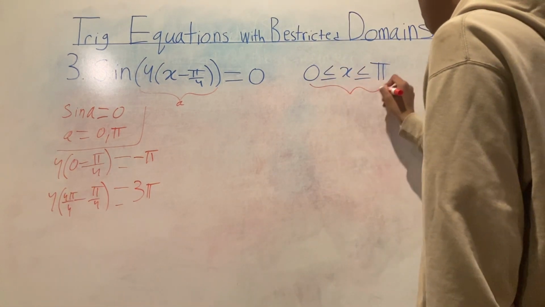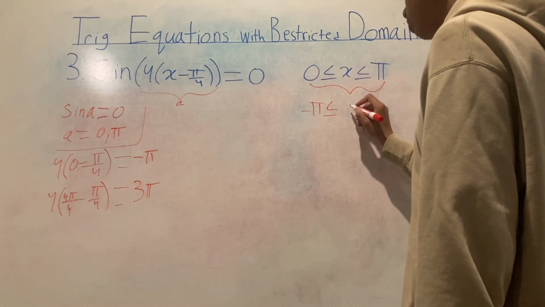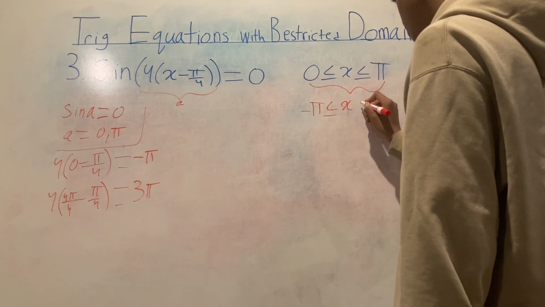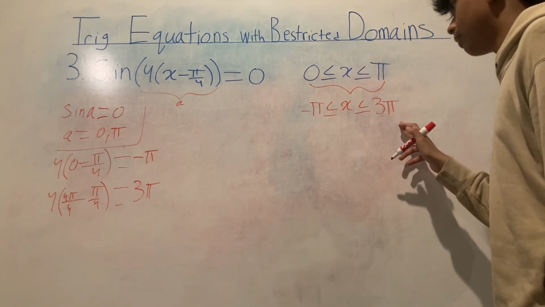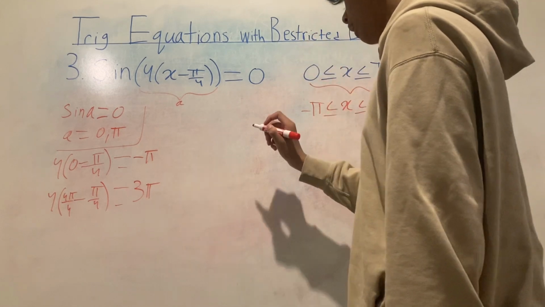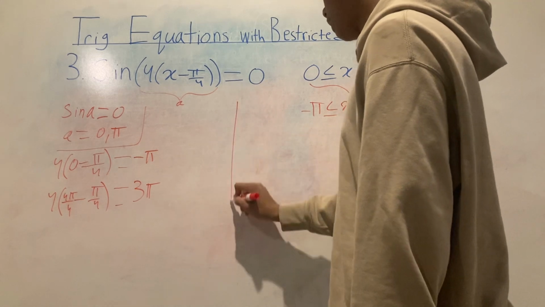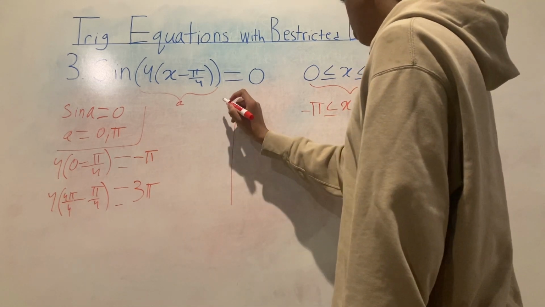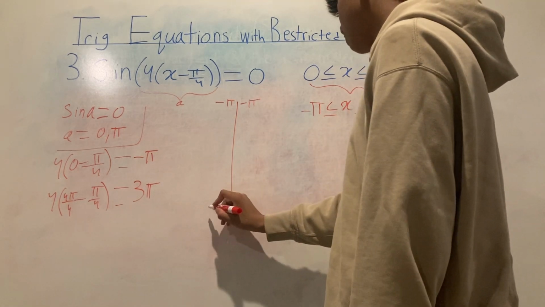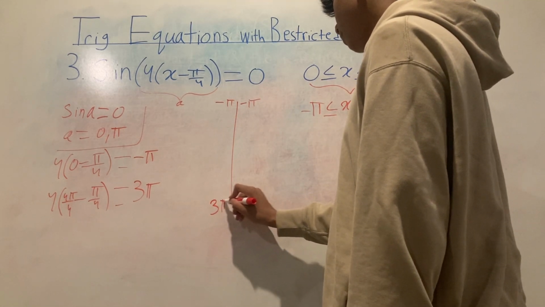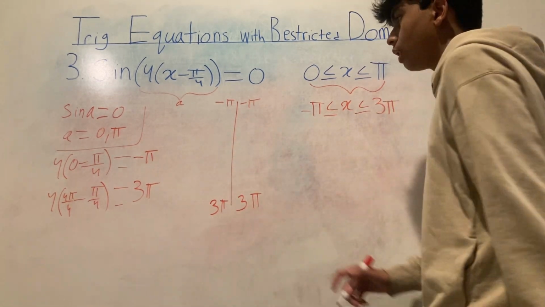So this really turns into negative pi is less than or equal to x, which is less than or equal to 3 pi. So this is our new domain. And now what we do with this is we take our two answers that we got from before. First I'm going to draw a line here and put our domain: negative pi, and on the bottom we put the right side of the domain, which is 3 pi. Now you might be wondering, what can you even do with this? I'm going to show you.